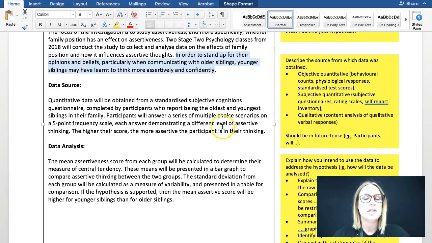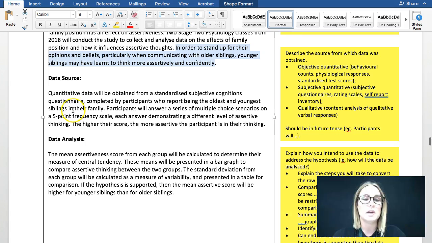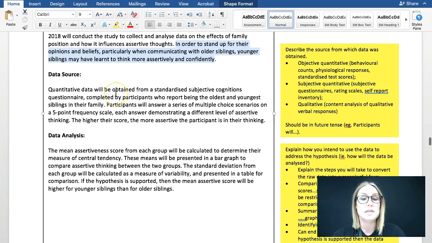The data source section here, what's really important is we get a crystal clear understanding of where your data is going to come from. So it doesn't have to go into the entire process of what was done on the day, but you do need to pinpoint for your particular hypothesis or question, what data are you using? So here I've got quantitative data will be obtained from a standardized subjective cognitions questionnaire. Okay, so some real buzzwords in here. I've got quantitative, I've got a subjective cognitions questionnaire, and it's also a standardized one.